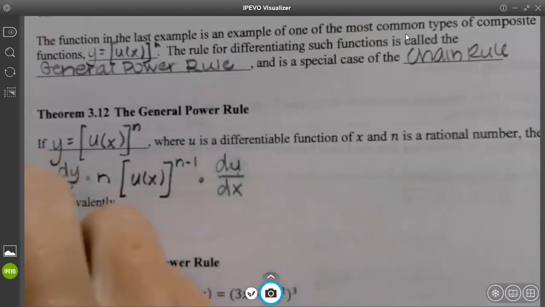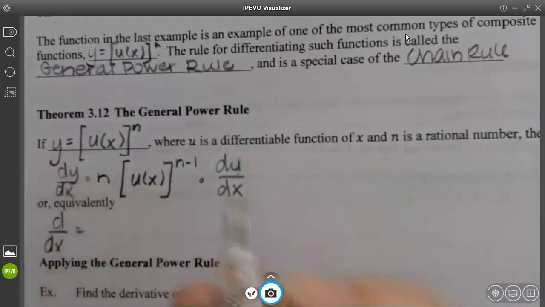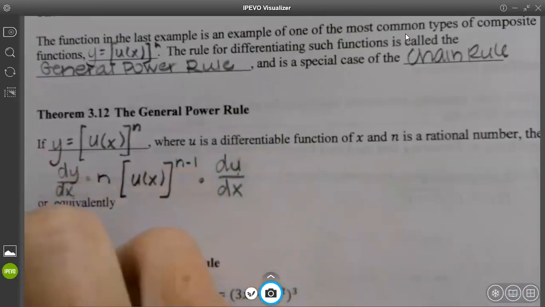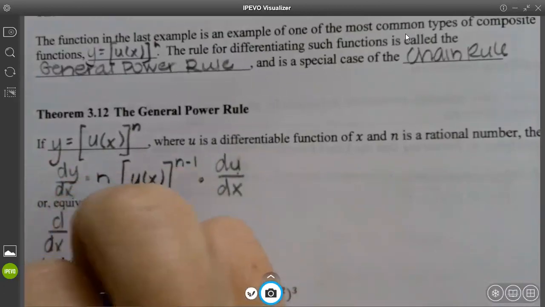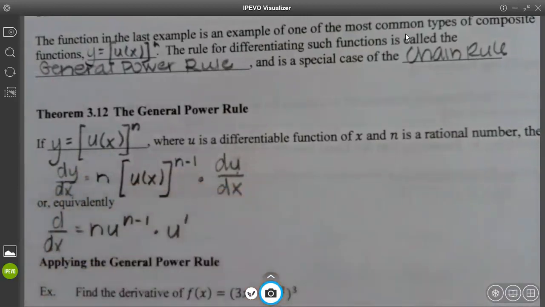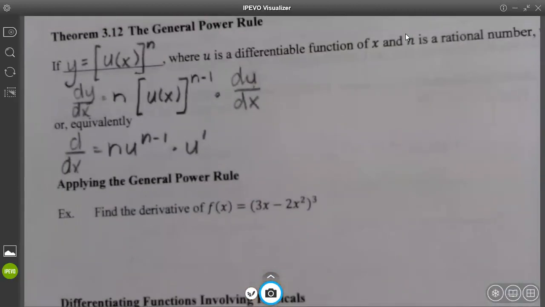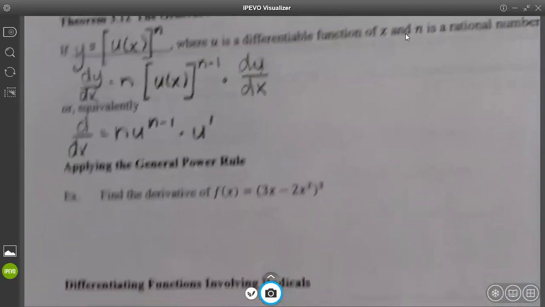Or if you'd rather look at it like this, d over dx equals n u to the n minus 1 times u prime. That's how I like to look at it. That other stuff confuses me. dy over dx really messes with my brain a lot. So be ready to do that though, because you're going to start taking the derivative of y, and every time you do that, you have to take dy over dx. It's not hard. It's just remembering to write it.